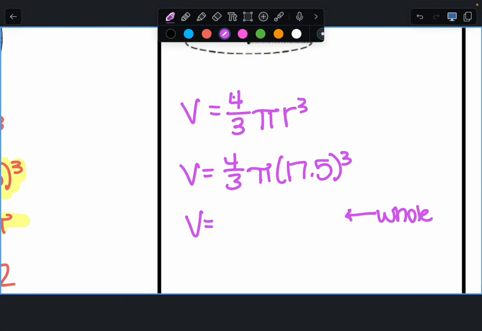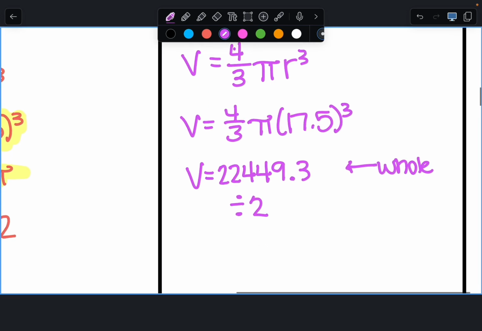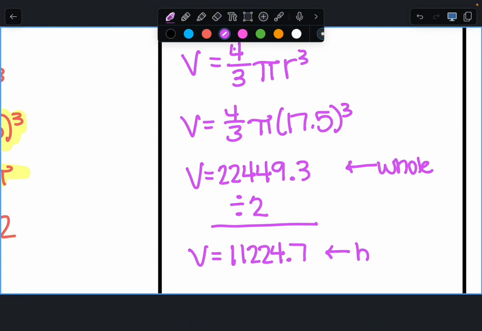So the whole thing is what? 26,449.6. Correct. Now, how do I find the hemisphere? How do I find half of it? Divide by 2. It's not 2 whole, it's half of the whole. To find half of it, you split it into 2. So when you divide it by 2, what do you get? 11,224.7. Very good.